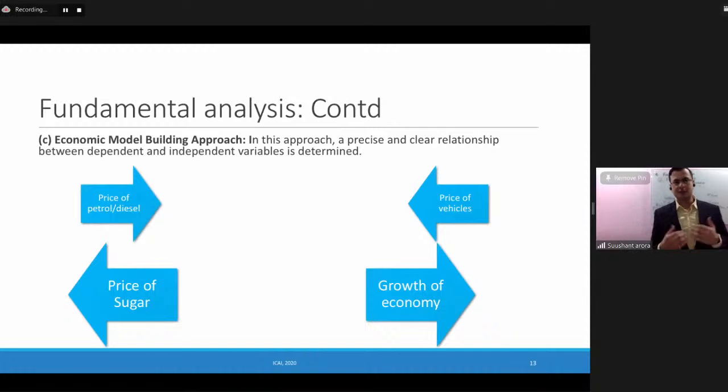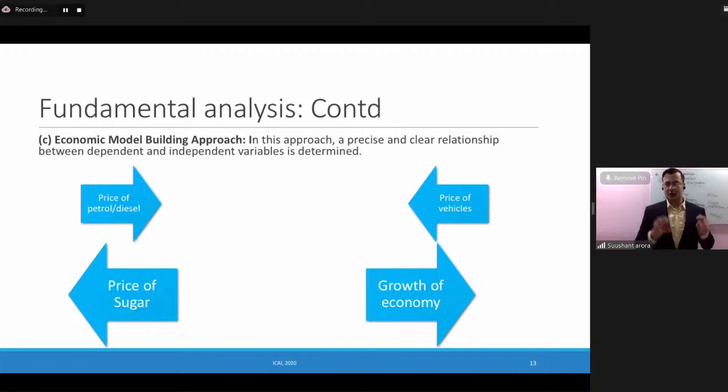So if the price of petrol and diesel goes up, people will either shift to CNG or use public transport. But if the price goes down, then we get more purchases of vehicles because people will prefer their own personal mobility. And there are some indirect ones, let's say the price of sugar and the growth of the economy. Whatever the price of sugar is, the economy's growth will take its own pace. It has nothing to do with the price of sugar or the price of diesel and petrol.